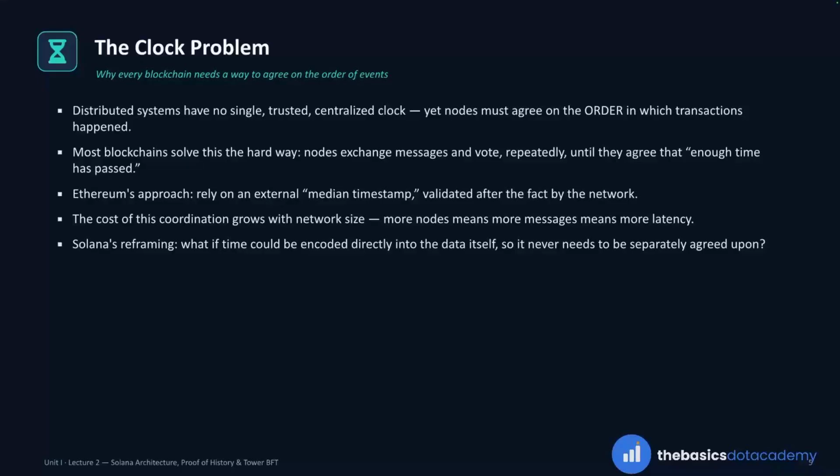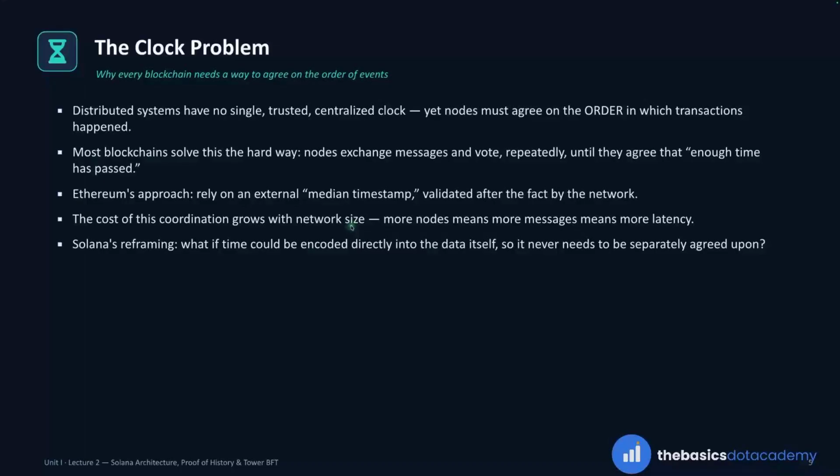What is the clock problem, and why does every blockchain need a way to agree on the order of events? First and foremost, distributed systems have no single trusted centralized clock. Yet, nodes must agree on the order in which transactions happen. Most blockchains solve this the hard way. How do they do it? The nodes exchange messages and vote repeatedly until they agree that enough time has actually passed. Ethereum's approach relies on an external median timestamp, which is validated after the fact by the network.